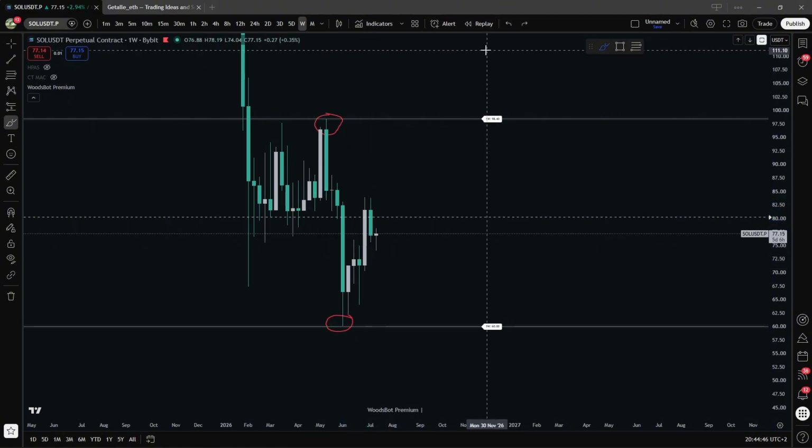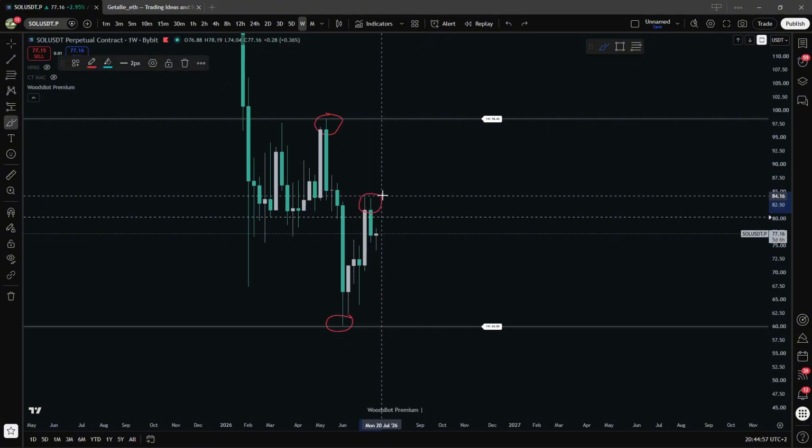The only swing that is already finished is this one. We have a finished swing high right there, and a finished swing low right there. We do have a new swing high right here, but the swing low isn't in yet. This swing is not finished yet.